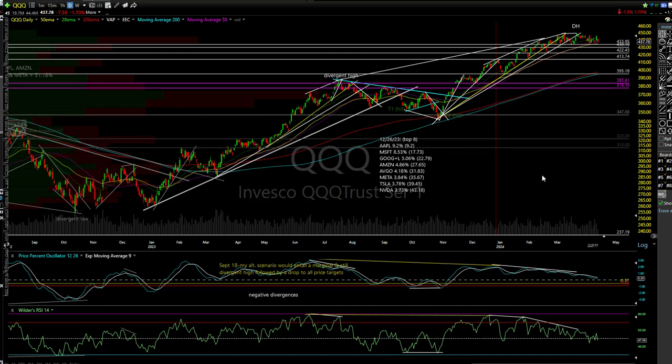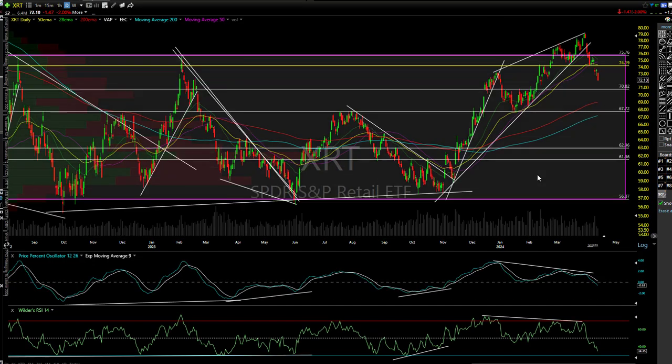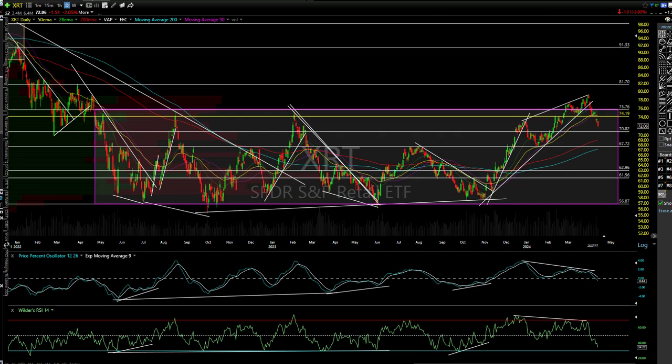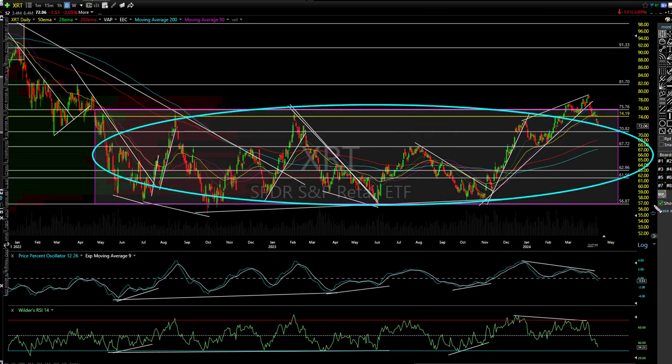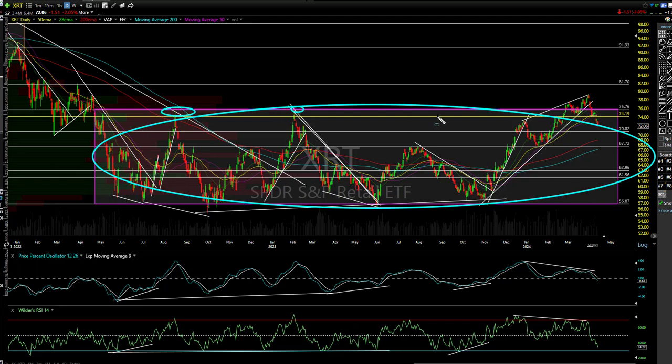All right, that's Intel. No bueno, doesn't look good. XRT. Mentioned this one the other day, and mentioned it and really liking it because you had, just like the biotechs, a beautiful trading range, pop, breakout.